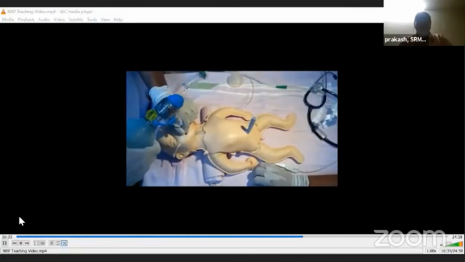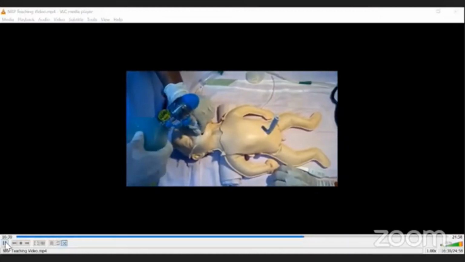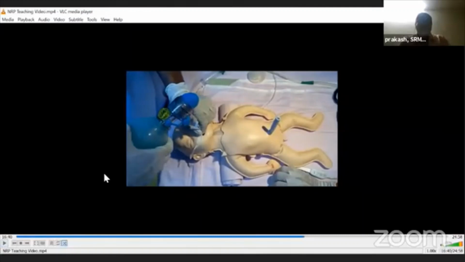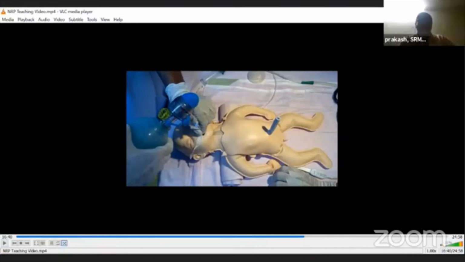So if you see here, they are actually providing positive pressure ventilation for about 30 seconds. You can see that it's been given, and once you intubate also, they are giving it for about 30 seconds.